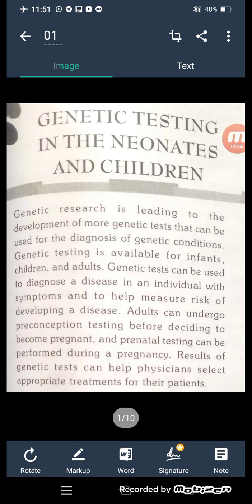Adults can undergo this testing before deciding to become pregnant, or prenatal testing can be performed during the pregnancy. So different types of tests are available for genetic testing.